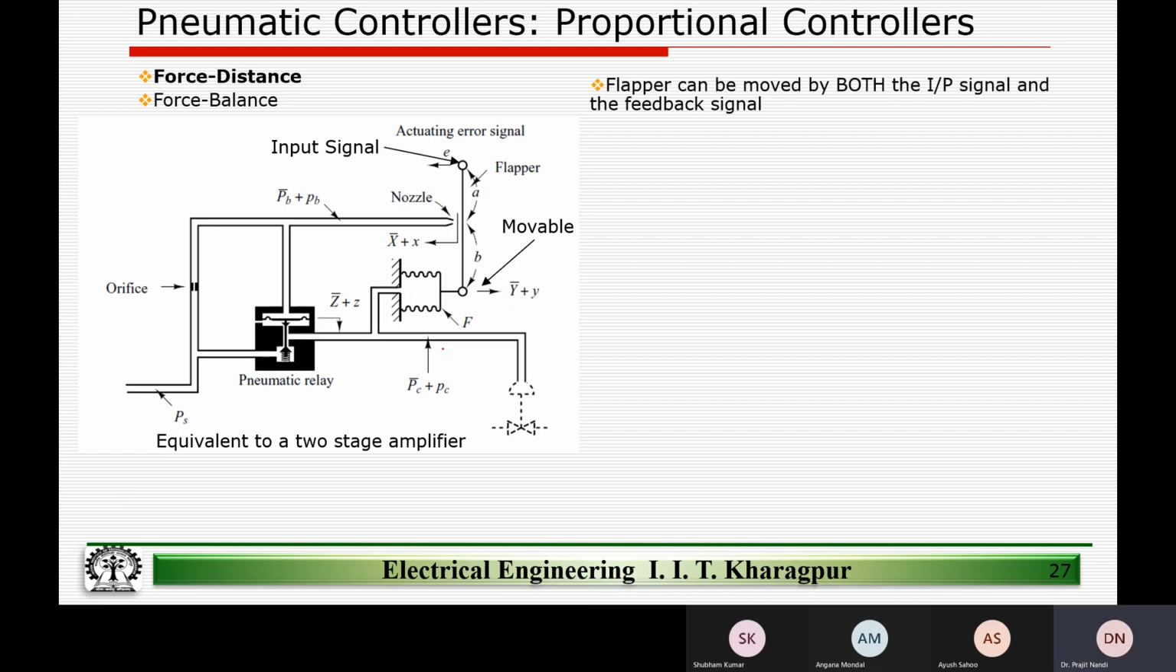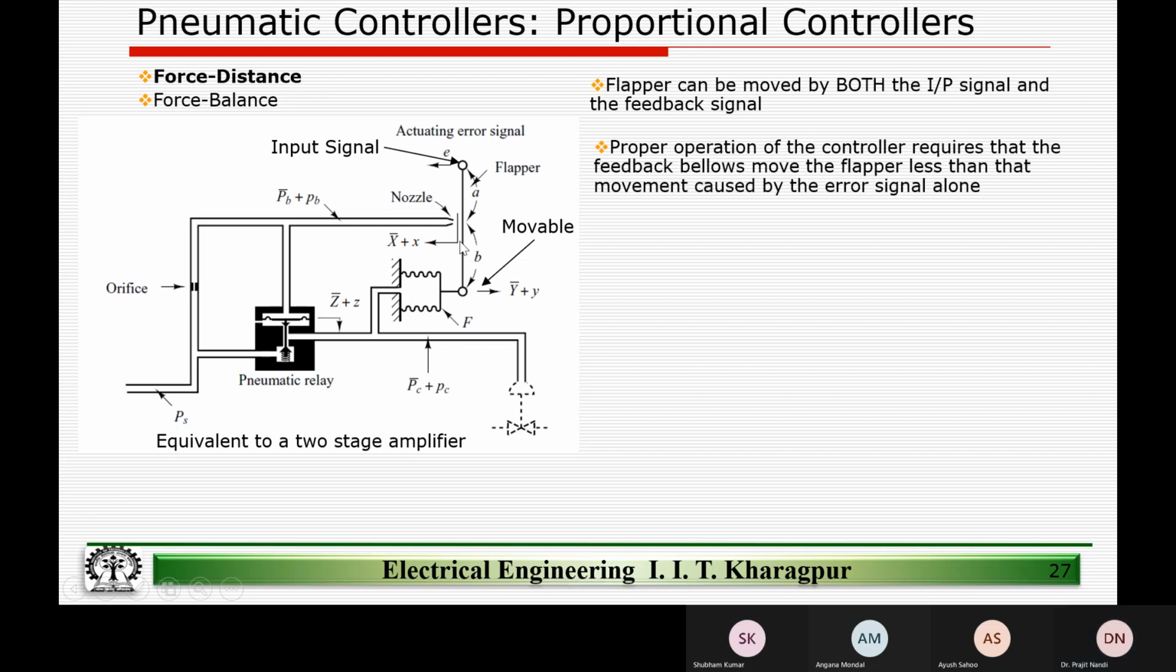The flapper can be moved by both the input signal and the feedback signal, and that's what we need. We should be able to control it by giving an input signal, as well as ensure that it settles in an equilibrium position in a linear zone. We need to give the feedback of the control pressure back to the input here. The proper operation of the controller requires that the feedback bellows move the flapper less than the movement caused by the error signal alone.